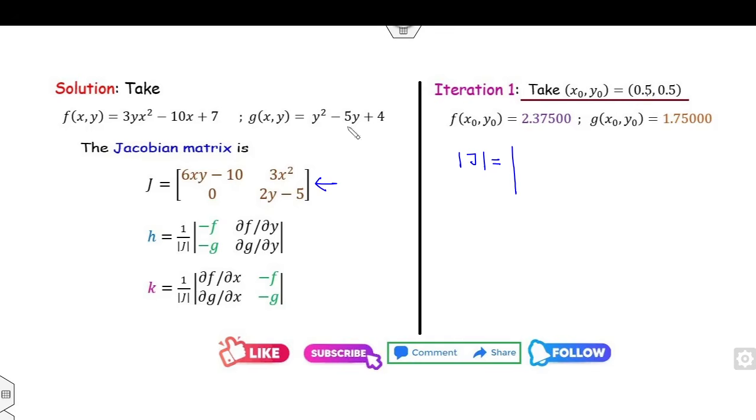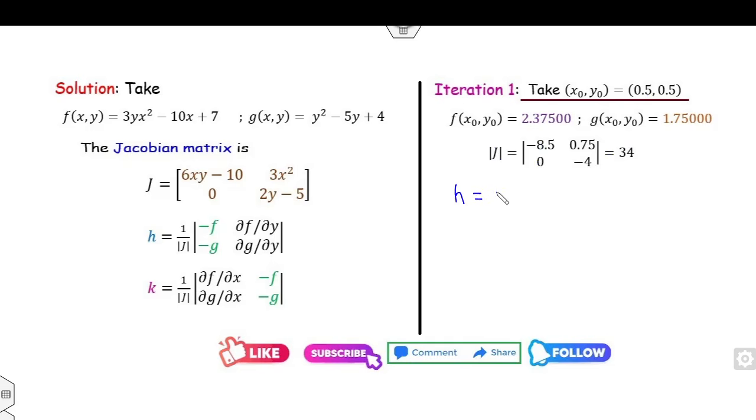I can substitute the values 0.5 and 0.5 in this case. So it will be 6 into half into half minus 10. So 3, 1.5 minus 10, it's minus 8.5. 3x square is 0.75. 0, 2y minus 1 is minus 4. Can you find the determinant of this? It is minus 34. Fine. The value of J is minus 34.